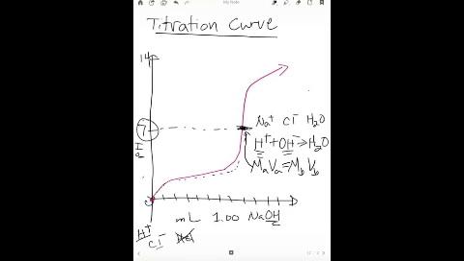The pH at the endpoint is 7 because all that's in there is water. The sodium and the chloride ions do not affect the pH because they're the conjugates of very strong acids and bases. So the pH keeps going up because you're adding more hydroxide ions. And at the top, all you have is your hydroxide ions in water.